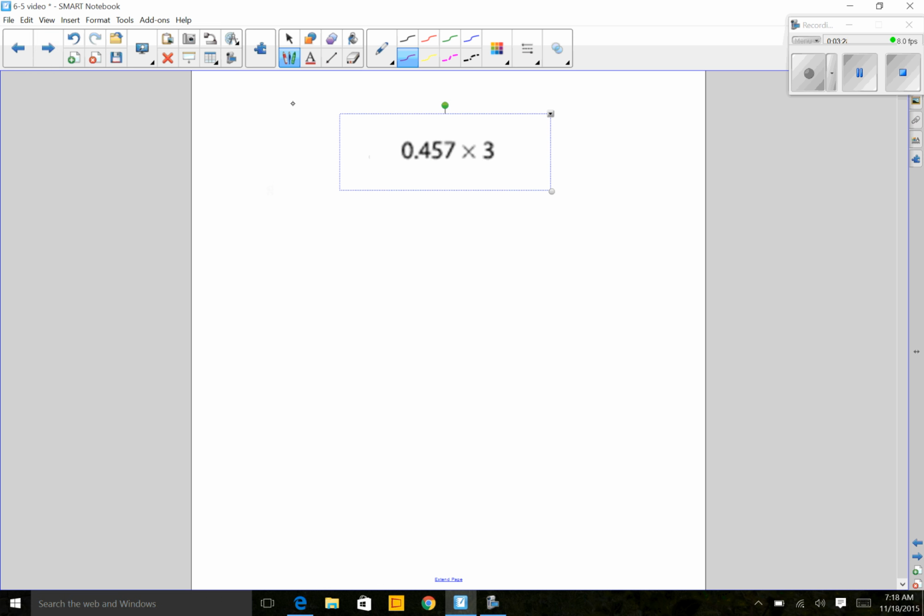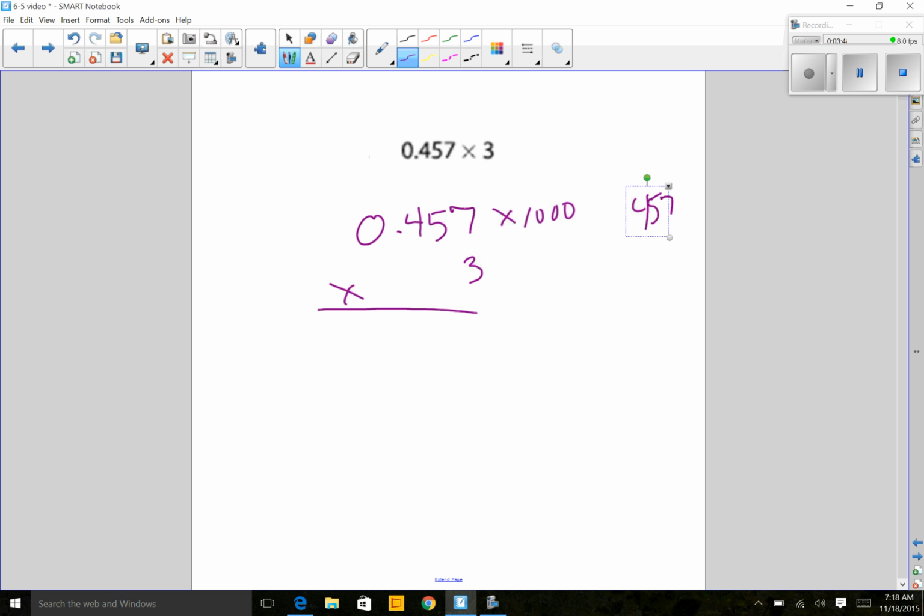If we have something a little bit bigger, 457 thousandths times 3, again, I'm going to think about this. I need to multiply this by 1, 2, 3 zeros, so by 1,000. And I would get 457 times 3, which is 1,371, right? 3 times 7 is 21, carry the 2, 3 times 5 is 15 plus 2 is 17, carry the 1, 3 times 4 is 12 plus 1 is 13. Yep.